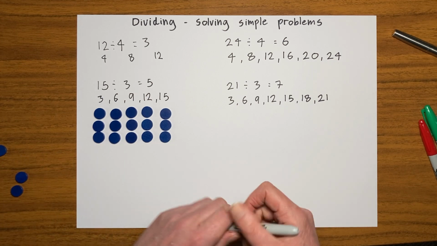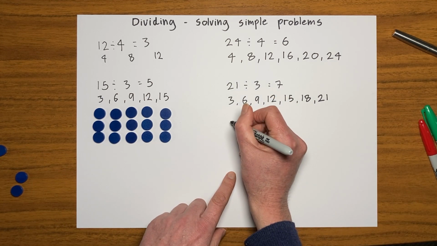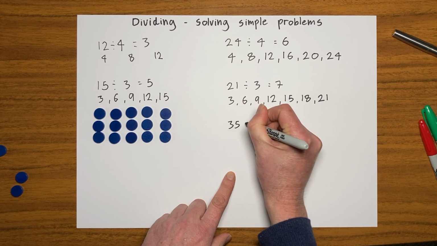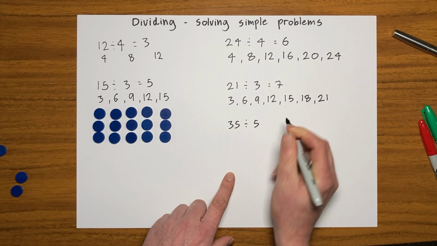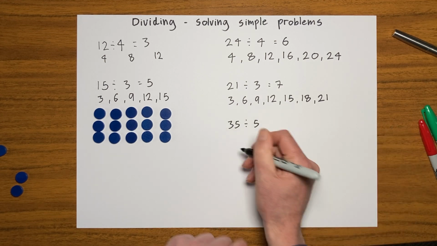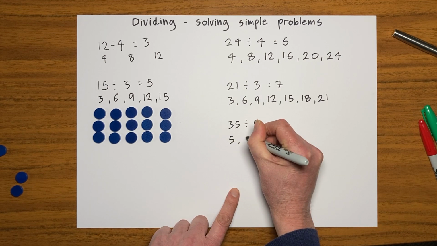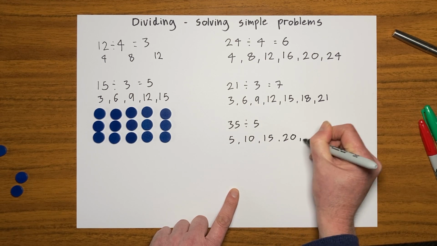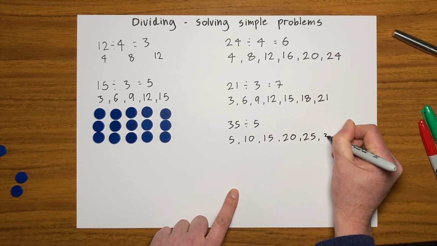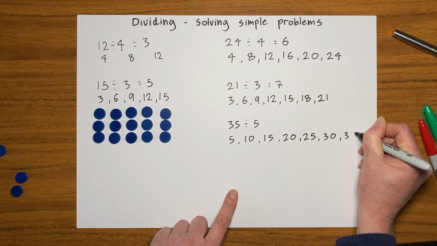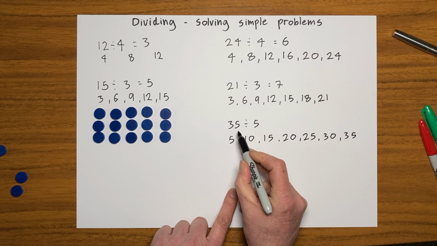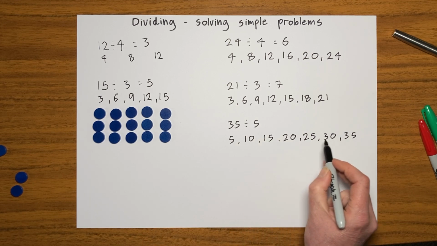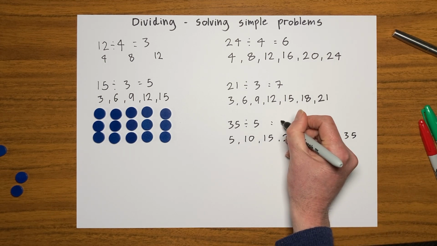Right, let's just do another couple and then we'll leave it at that. Let's do 35 divided by 5. So how many 5s in 35? Let's count up in 5s and see. 5, 10, 15, 20, 25, 30, 35. Oh, better stop there because I can't go past 35. I've got 1, 2, 3, 4, 5, 6, 7.